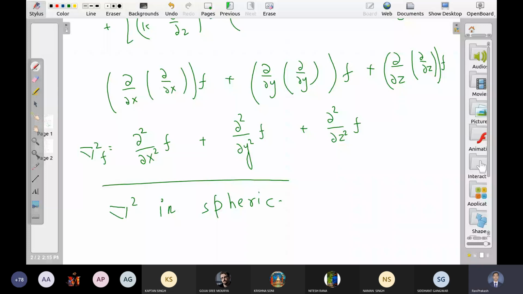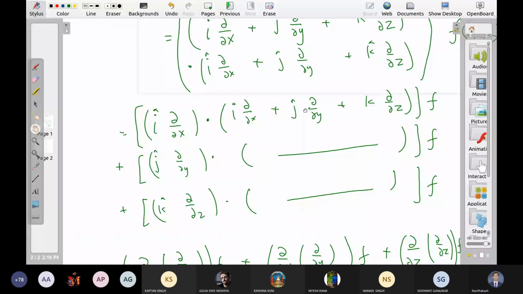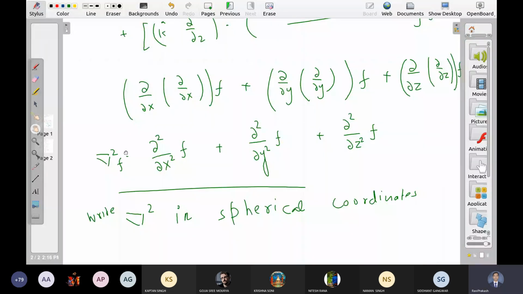And this del square will not be as simple as this. Why? Because here I, j, k are constant vectors, so their derivative is 0. But in spherical coordinates, their derivatives are not always 0, and you will have to take care of the non-zero terms. So the Laplacian in spherical coordinates will have more than 3 terms, maybe 4 or 5. So this is the definition of Laplacian.